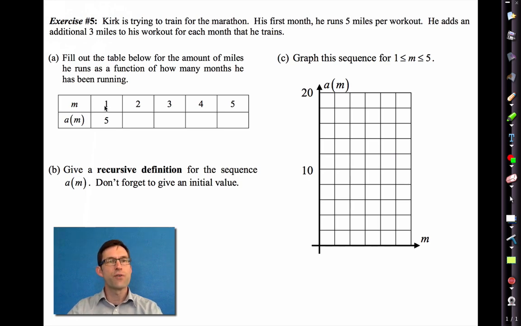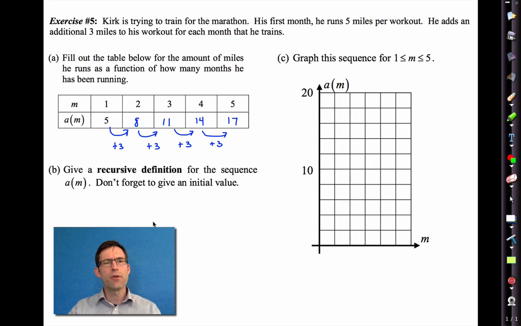So in other words, in the first month, he's running 5 miles per workout. But in the second month, he adds 3 to it. So that's going to be 8 miles per workout. In the third month, he's going to add 3 to the previous, which is going to be 11 miles per workout. In the fourth month, adding 3 to the previous, right? So plus 3, plus 3, plus 3 gives me 14. And in the fifth month, adding 3 gives me 17.